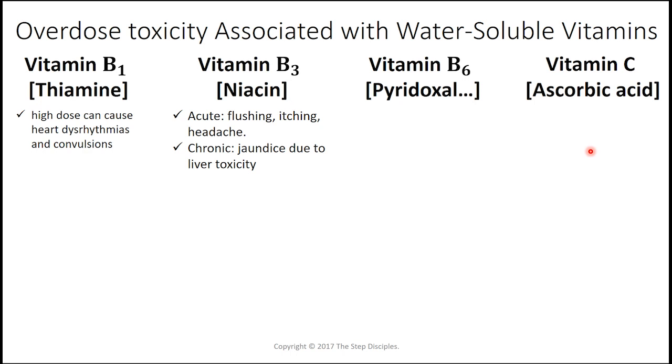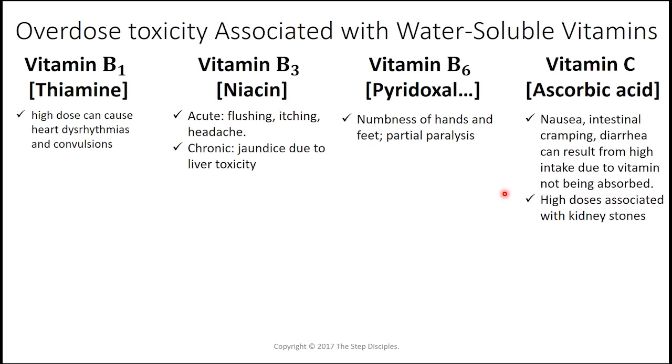The overdose is associated with acute flushing. Acute is going to be flushing, itching, and headache. So flushing, red flushing, like the skin. Chronic is going to be jaundice due to liver toxicity. Vitamin B6 are the pyridoxal compounds, ultimately forming PLP or pyridoxal phosphate, which is important in transaminase reactions. Overdose of that causes numbness of hands and feet and partial paralysis.